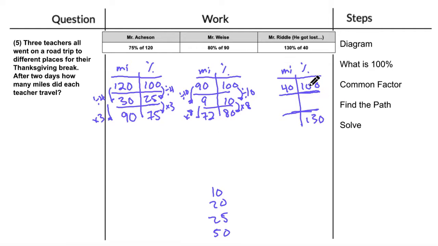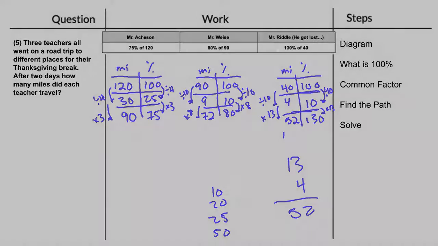Lastly, for me, 100% to 130%, a common factor. Again, I'm going to go ahead and use 10% here because they both end in zeros, so divide by 10, then multiply by 13. Dividing by 10 on this side gives us 4. Multiply that by 13. So in each of these, we have 90 miles for what 75% of 120 is. 72 miles is 80% of 90 miles. And 52 miles is 130% of 40.